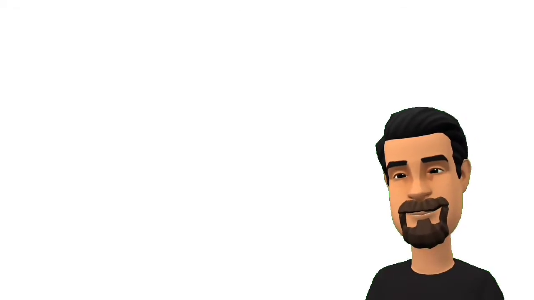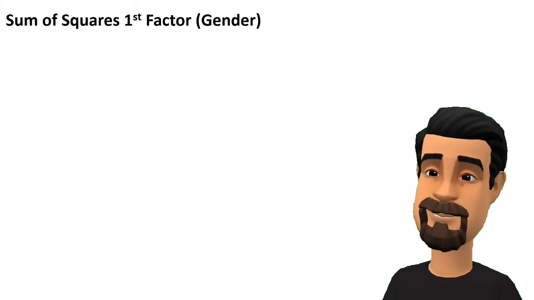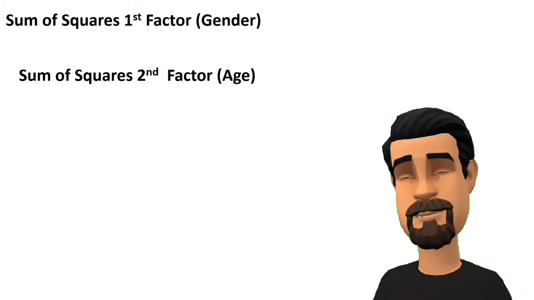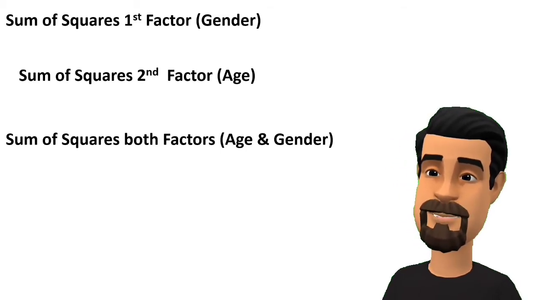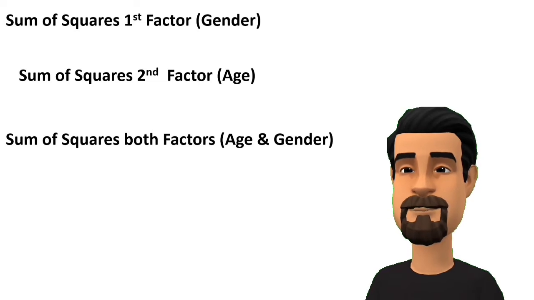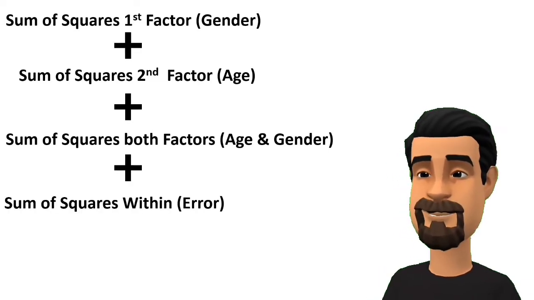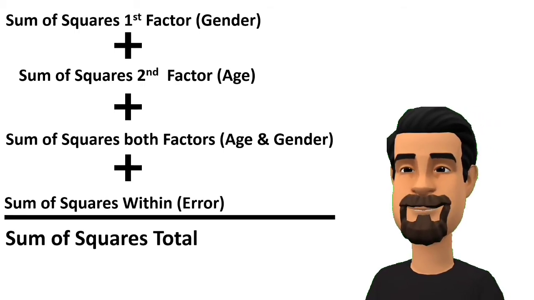In the end, I have sum of squares for the first factor, which is gender, sum of squares for the second factor, which is age, sum of squares for both factors, age and gender interaction, and sum of squares within the error. If I add all this up, I get sum of squares total.